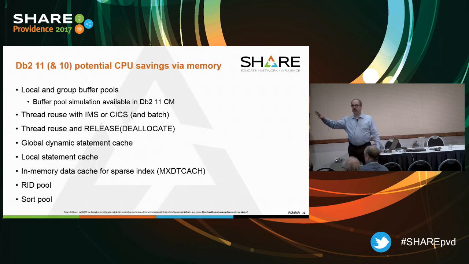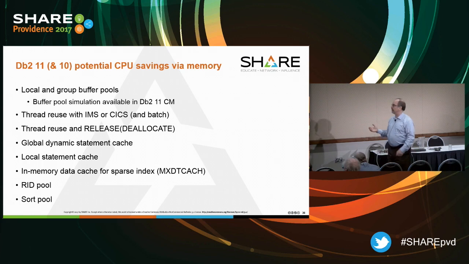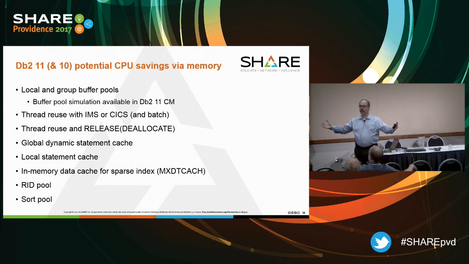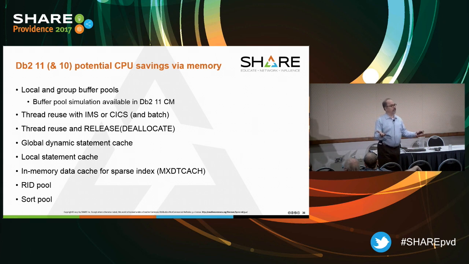All the interesting things we could do to trade memory for CPU in version 11 or before still apply in version 12, right? If you haven't taken advantage of them, you can look at them again. Making local buffer pools larger, making group buffer pools larger, using page fix for the local buffer pools, using large frames for the local buffer pools. Those are all ways to trade memory allocation to save CPU. And those have been available in version 11 or before, and if you haven't done them yet, you can still do those.